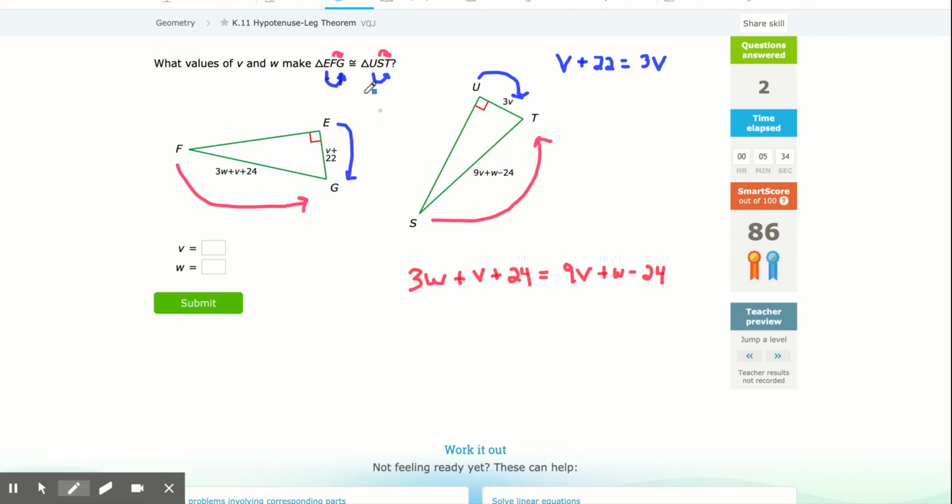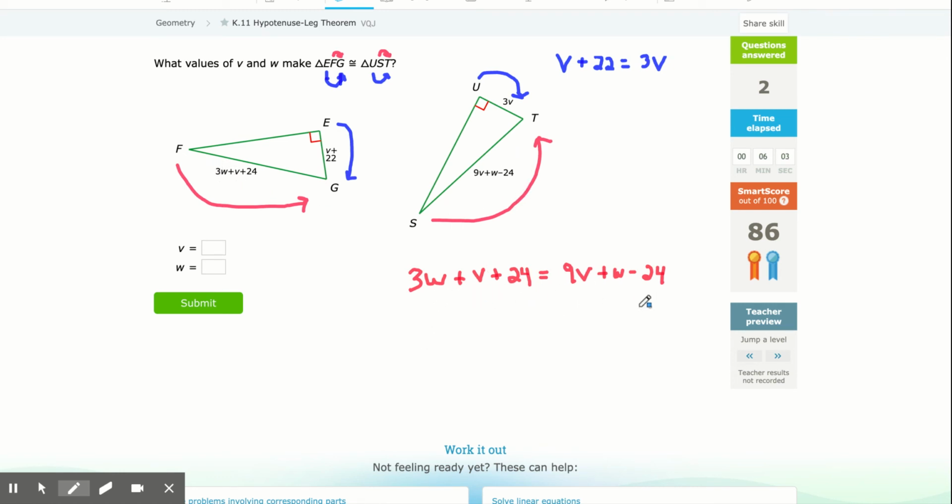Like this one here, this one's a little more difficult. Now this, by the way, is V plus 22. They've just kind of wrapped that equation around, which I don't like, but V plus 22, which is the EG side, corresponds to UT, which is 3V. V plus 22, that's this, is equal to 3V. Then the red side here, from F to G, corresponds to ST, S to T, which is this one.